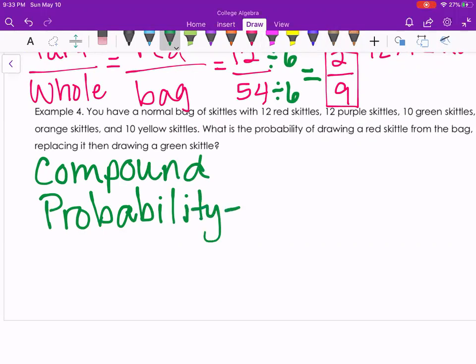Up until this point, the probabilities you've been writing have only been based off of single events, either one piece of an independent or one piece of a dependent event. When we bring together independent events and dependent events, that's when we get what's called a compound probability, two or more events happening.